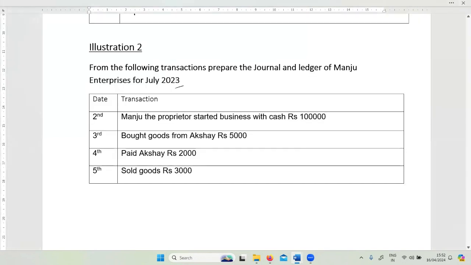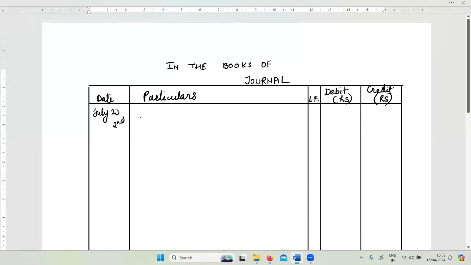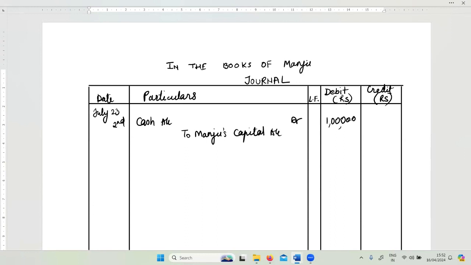What's the date? Second, Manju, the proprietor, has started business with cash 1 lakh. So business is started with cash on 2nd. So the cash account is coming in. Cash account is debit 1 lakh. And to Manju's capital account. Being business started with cash.